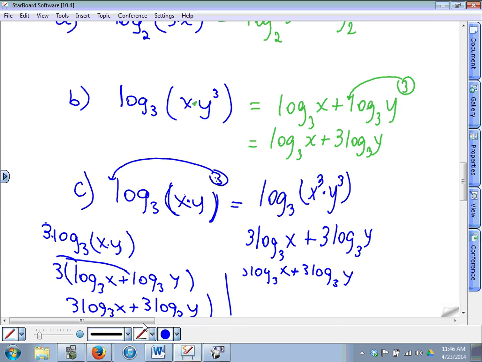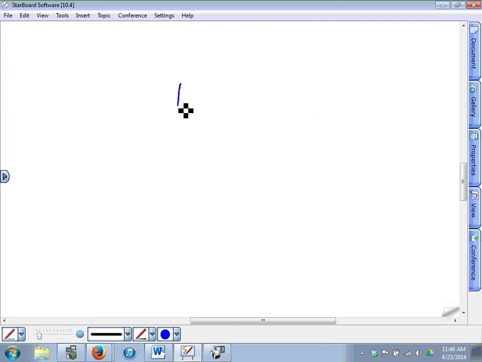Let's take a look at 15, guys. 15 is log base 6 of a to the third times b raised to the second power. This resembles the problem that we just finished.